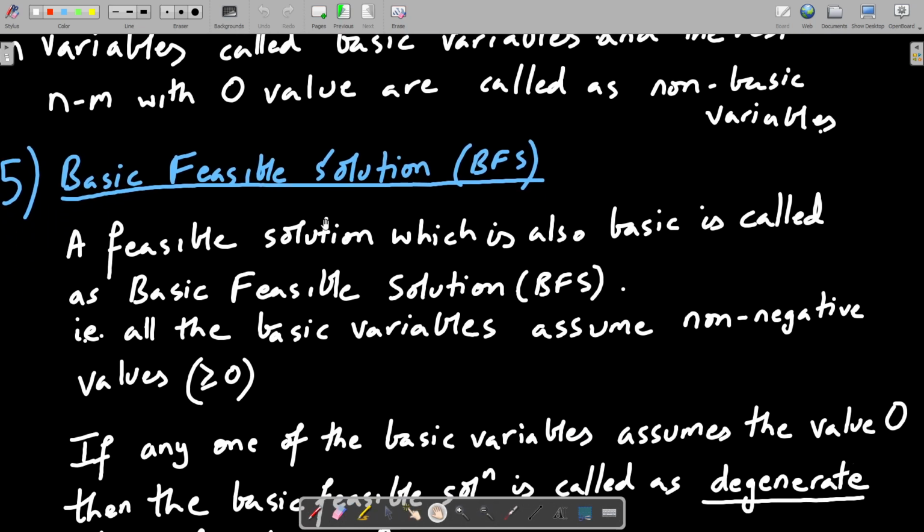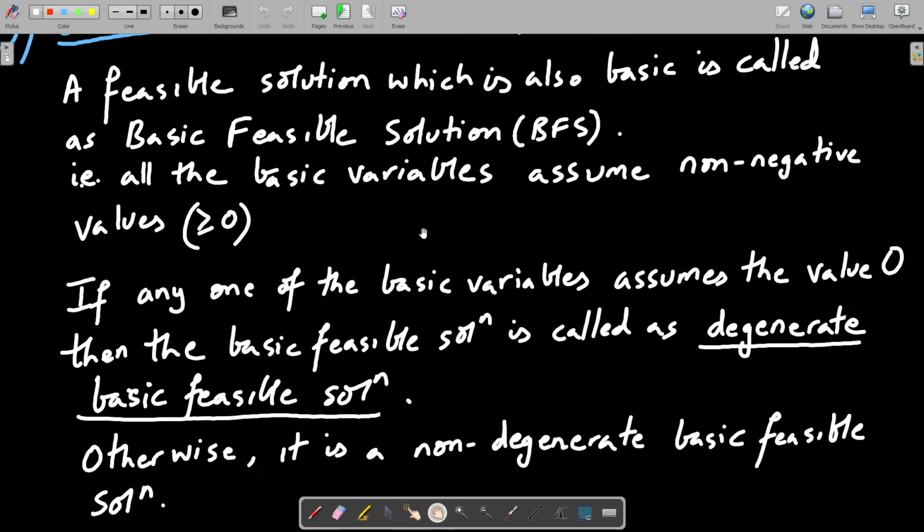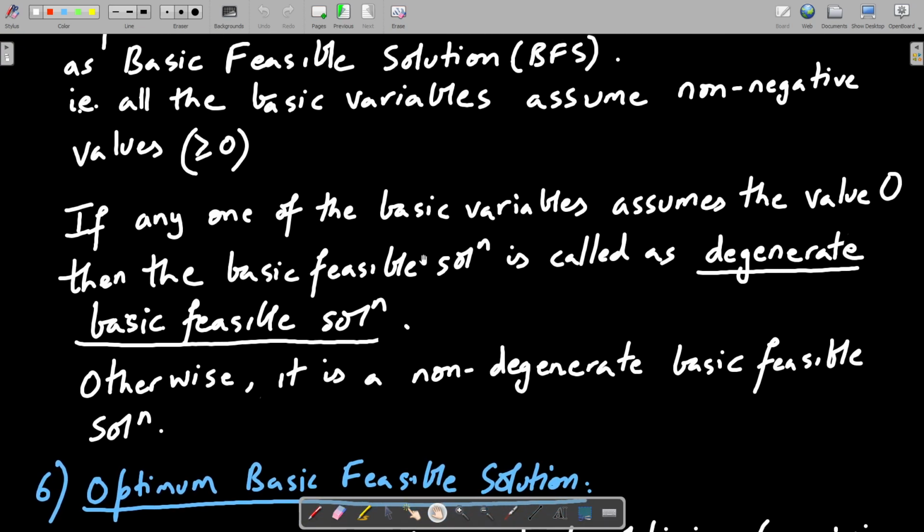What do you mean by basic feasible solution? As the name suggests, the feasible solution which is also basic is called a basic feasible solution. That means all the basic variables assume non-negative values. A basic solution will be there, but that solution may not be feasible, right? It becomes feasible only if the x1, x2, x3 up till xm values are greater than or equal to 0. If any one of the basic variables assumes the value 0, then the basic feasible solution is called a degenerate basic feasible solution. Otherwise, it's called a non-degenerate basic feasible solution.